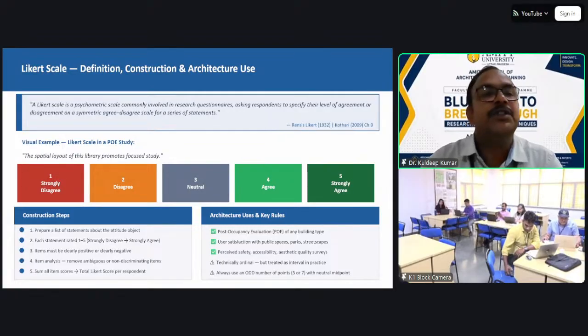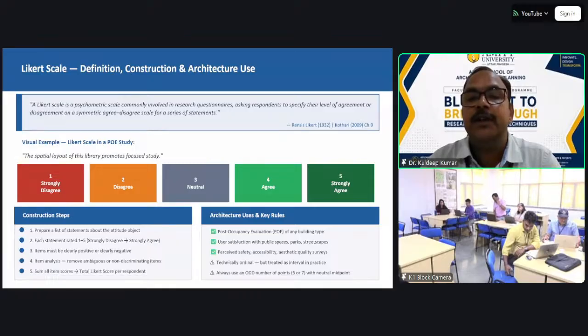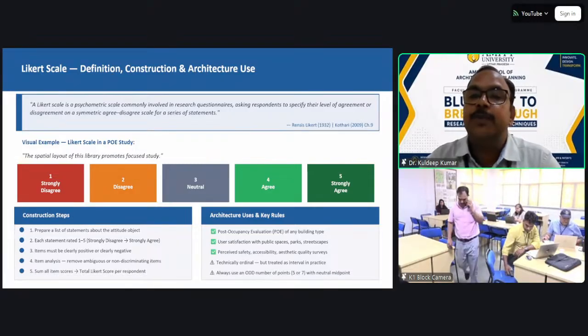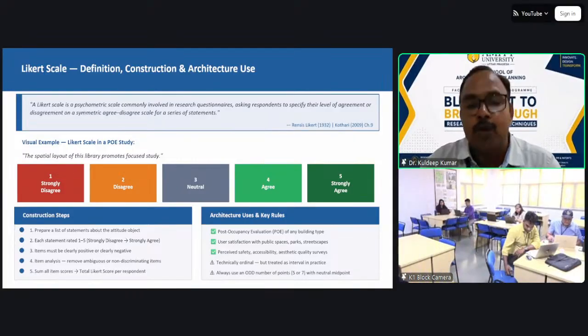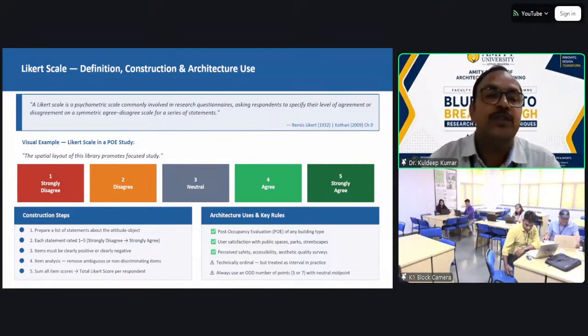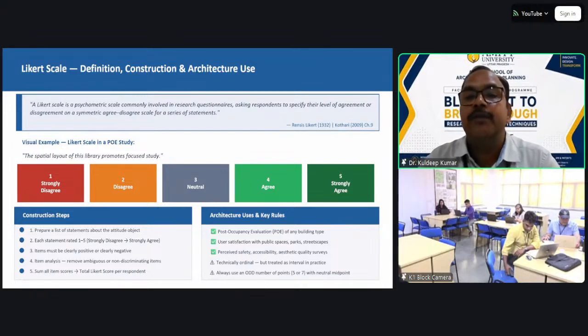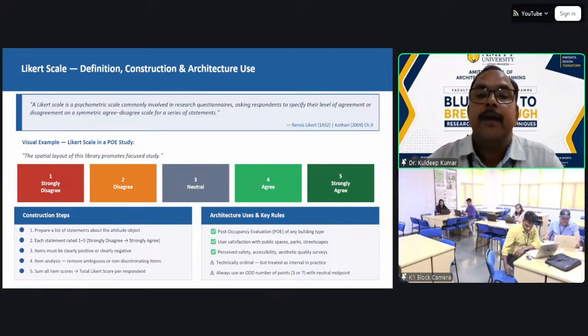I think we should see this with the example of a library. This is an example of post-occupancy evaluation of a library, where the premise is that the spatial layout of the library promotes focused study. Now let's see how this works. The respondent marks one of the 5 options. After collecting the responses from all users, you calculate the mean score and the distribution, and you can compare across the building users.